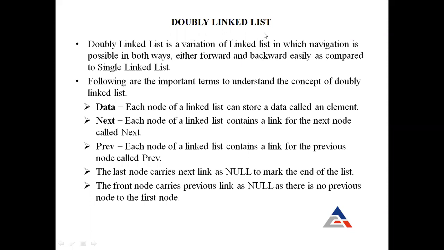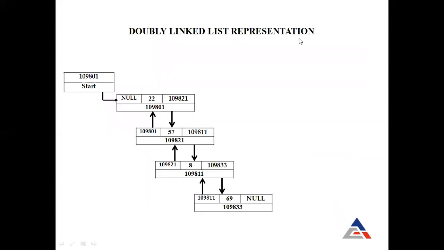So it means a doubly linked list is a linked list in which each node has three parts. The first part is the data. The second represents the next element's address, and the third represents the address of the previous node. So this is how we can represent a doubly linked list.